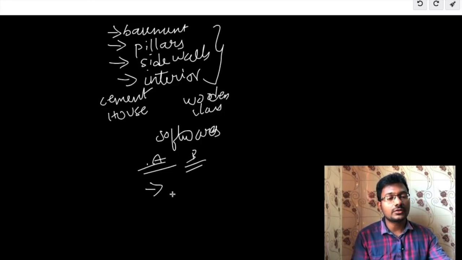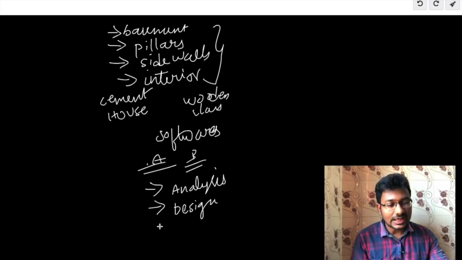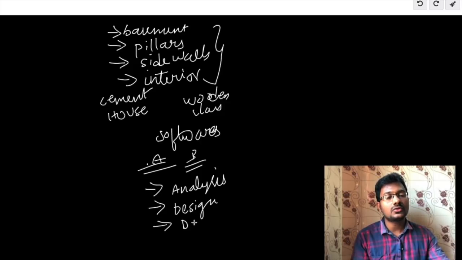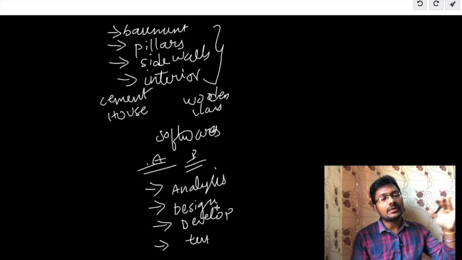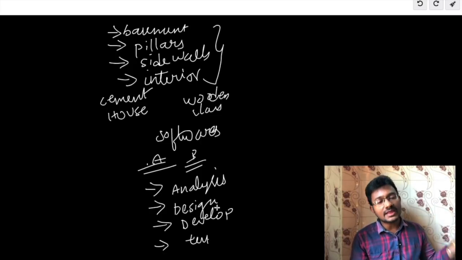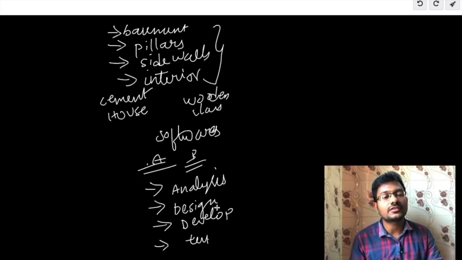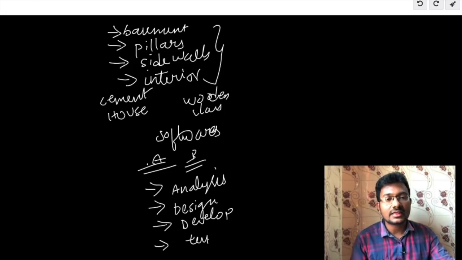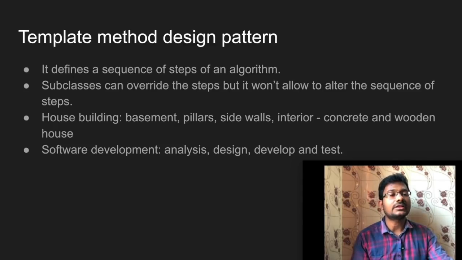For example, first you need to analyze the software requirements, and then you need to design the software. You need to design the class diagrams, you need to design this flow, and so on. And then you need to develop, and then finally you need to test. So it can be military software, it can be medical software, it can be educational software, it can be any software. It needs to follow these steps. So these are the examples where template method design pattern is widely used in real life scenarios.